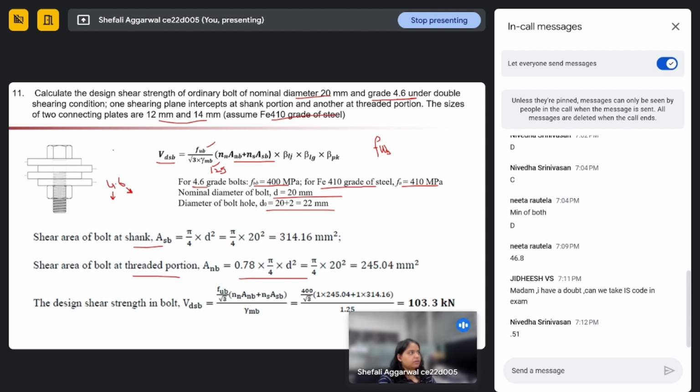And it's already given as double shearing. Double shearing condition means we have one shear plane at threaded position and one shear plane at shank position. So nn as well as ns will be 1. Okay, so we have all the terms with us and then we can calculate our design shear strength, right? You can see the solution for 2 minutes. If you have any doubt, you can ask me.